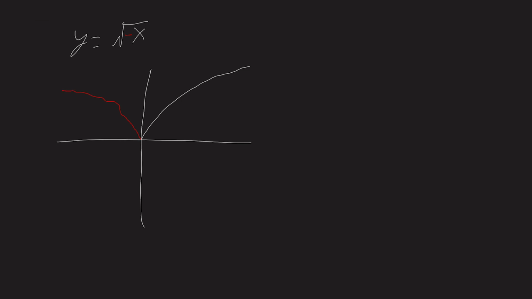Excuse my shaky hand. If instead I did not have y equals rad negative x, but instead I had y equals negative rad x, that would mean that the function would look like this. And if I had both, negative rad negative x, it would look like this.